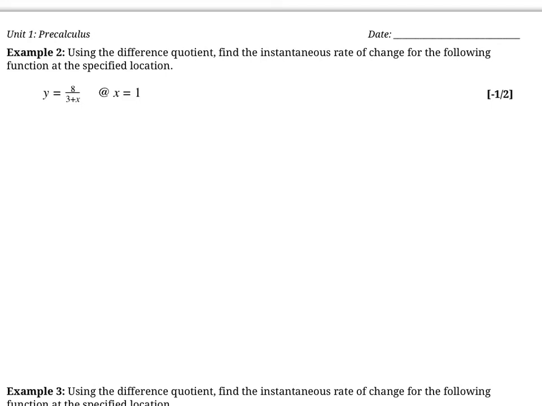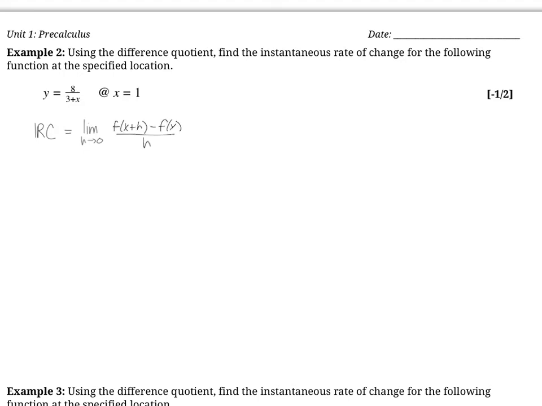So let's first start off by writing our new definition of the instantaneous rate of change. I'm going to call it IRC, because it's actually asking for the instantaneous rate of change instead of the slope of the tangent. It's the same thing. So our new definition for this is the limit as h approaches 0 of our difference quotient: f at x plus h minus f at x, all over h.